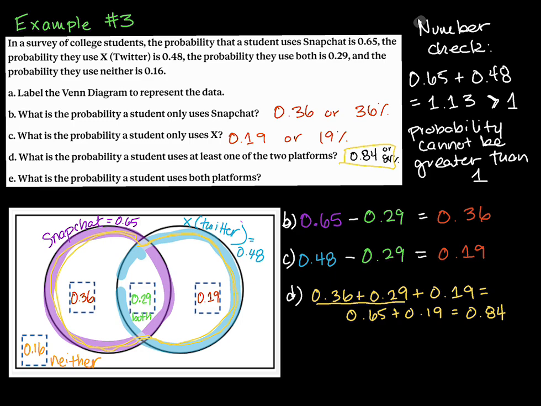Right, so what is the probability that the student uses both platforms? That's already given. It is 0.29 or 29%. That's given in the problem.